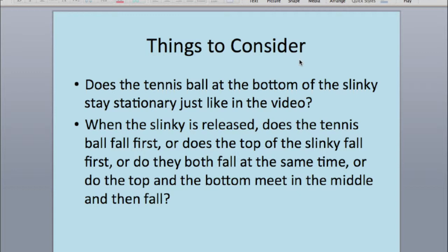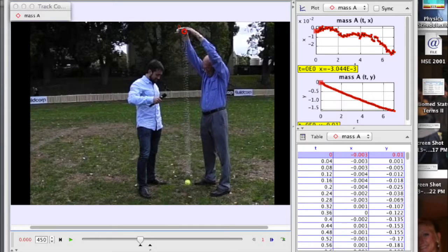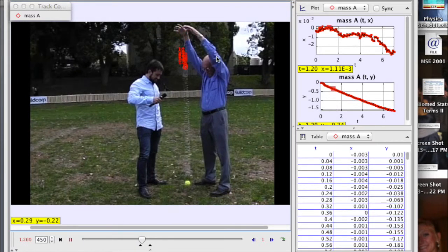So in order to predict the motion of the tennis ball that is attached to the bottom of the slinky, we need to specify the net force acting on the system by accounting for all the interactions of the ball with the surroundings. This includes both the weight force, negative mg, and the spring force, negative ks. At the beginning of the video, the ball is hanging motionless. When the slinky is released from rest, the ball remains stationary while the top of the slinky compresses downward towards the ball. You can see this here in the slow motion video.